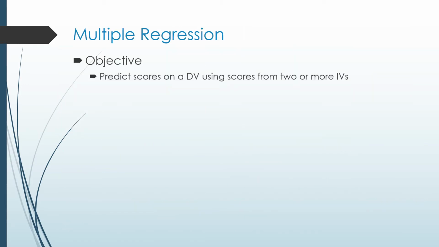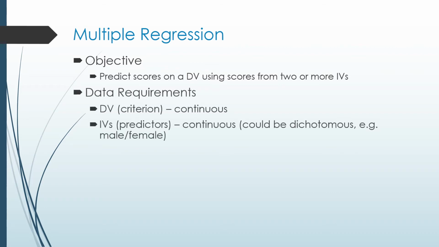So next, let's take a step back and look at the overall big picture of multiple regression. Our big objective is that we want to be able to predict scores on a dependent variable using scores from 2 or more independent variables. So you could have 2, 3, 5, 27. You could have a lot of independent variables. The more independent variables you have, though, the larger the data set that you need. Typically, for every independent variable, you should have 15 to 20 participants, so that's a good rule of thumb.